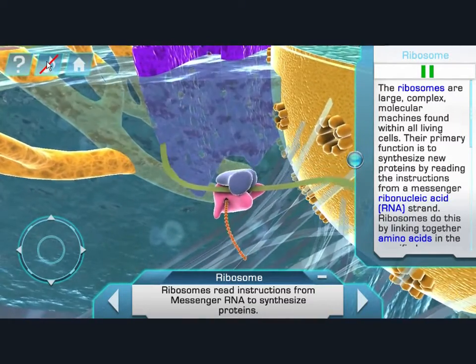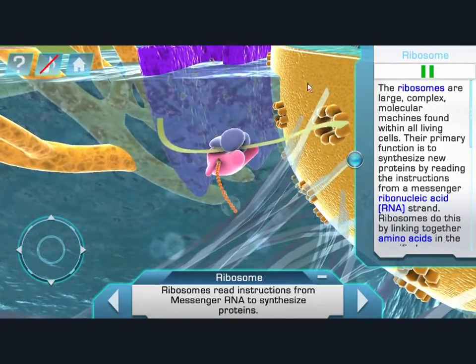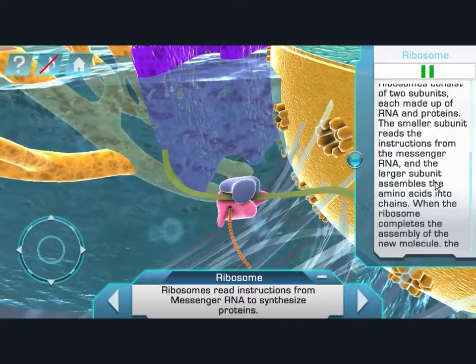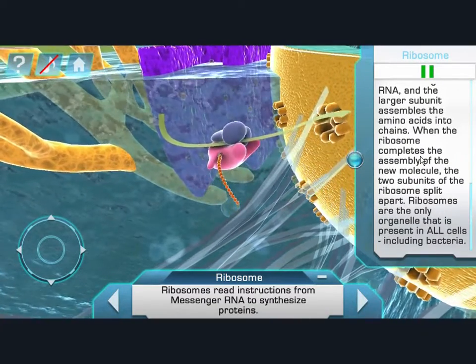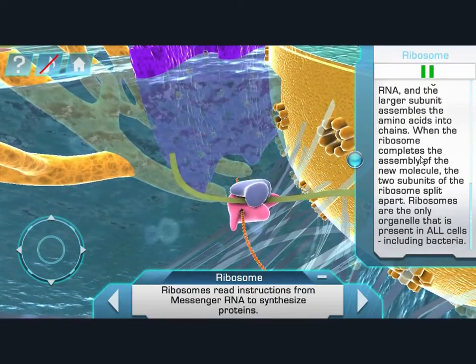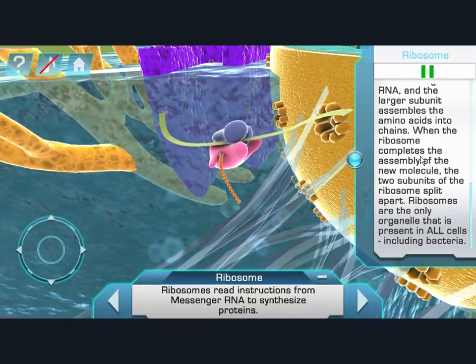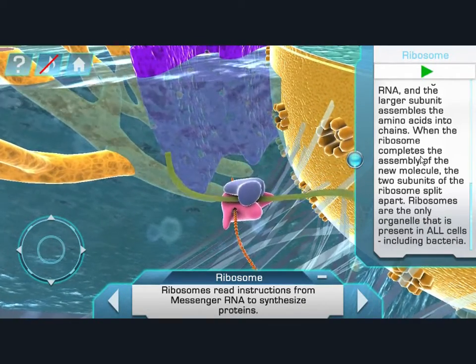Ribosomes consist of two subunits, each made up of ribonucleic acid, or RNA, and proteins. The smaller subunit reads the instructions from the messenger RNA, and the larger subunit assembles the amino acids into chains. When the ribosome completes the assembly of the new molecule, the two subunits of the ribosome split apart. Ribosomes are the only organelle that's present in all cells, including bacteria.